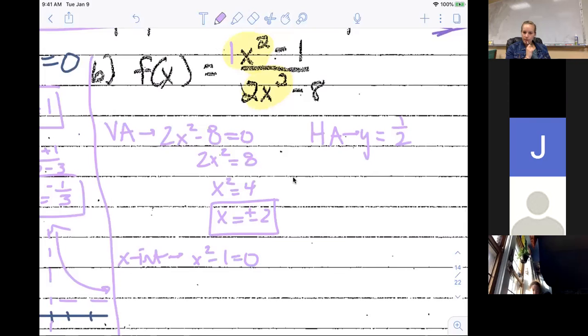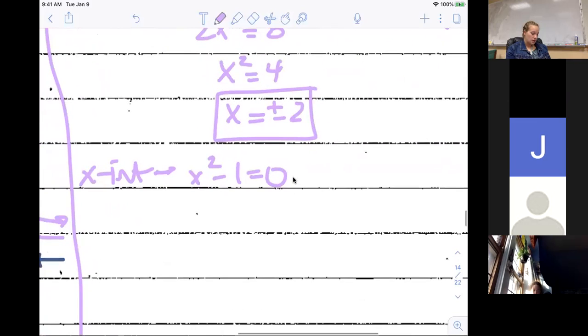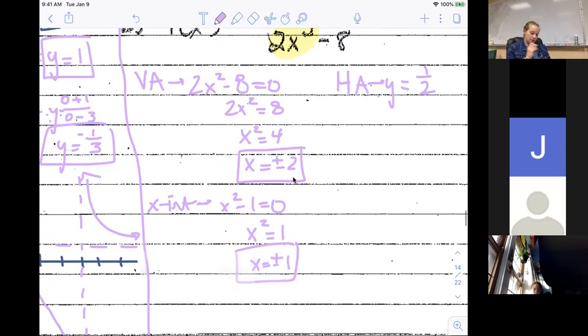Everyone hanging in there? Don't be afraid to stop me if I'm moving too fast. Add 1 to both sides, I get x squared equals 1. Square root, x equals plus or minus 1. Ooh, now I've got two x-intercepts. The plot thickens, it gets interesting.